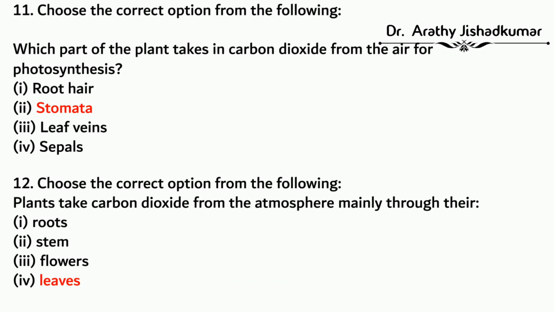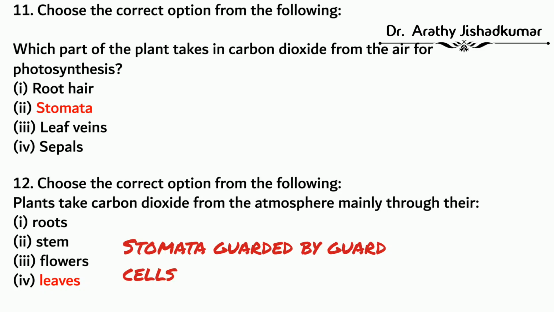Choose the correct option from the following. Which part of the plant takes in carbon dioxide from the air for photosynthesis? Stomata. Singular form is stoma. Next, choose the correct option from the following. Plants take carbon dioxide from the atmosphere mainly through their leaves, and the structure which performs the function is called stoma. And the plural form is stomata, which are guarded by guard cells.